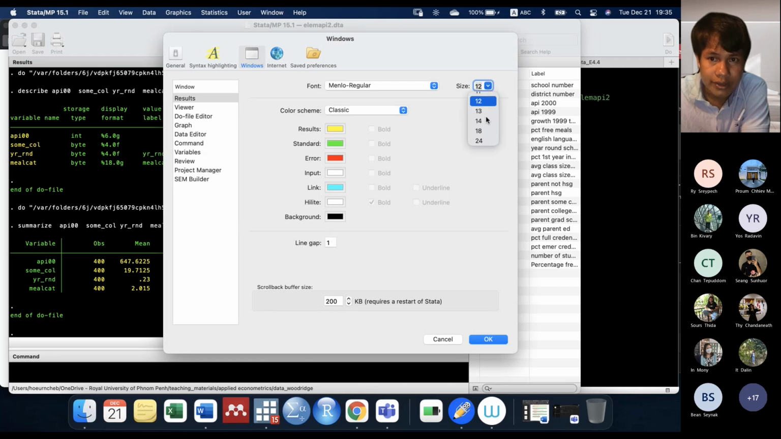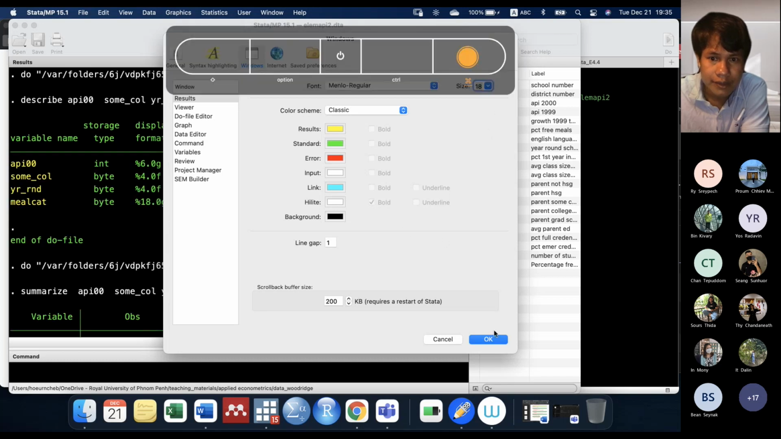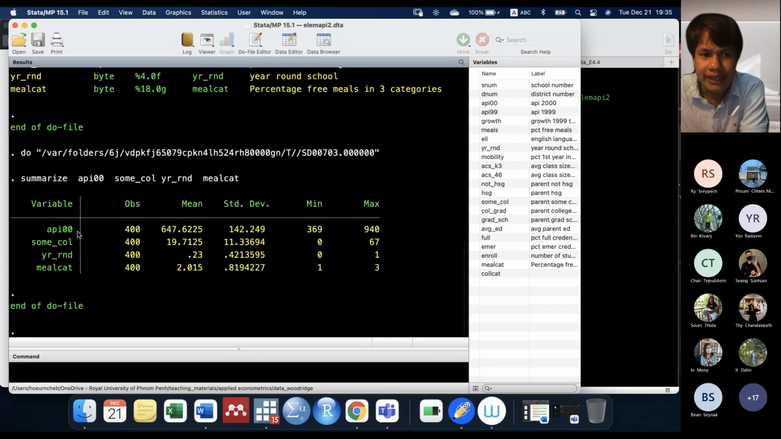Let me push this aside a little bit so that you can see it clearer. All right. So here, if you look at my screen, AP academic performance in year 2000, 400 observations, minimum is from this to that. Parental college is the continuous variable, from 0 to 67, in percent. Year round, 0 versus 1. Meal cat is the categorical variable, 1 versus 3. Right, so the description does not tell you much.